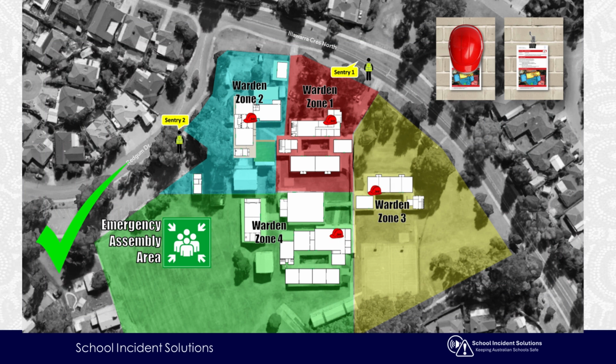Alright, let's now walk through the key elements of the evacuation process. Warden zones are a core part of any drill. These should include buildings and their surrounding areas, including car parks. Sentries should be placed at key entry points to deny access, redirect traffic and support the arrival of emergency responders.